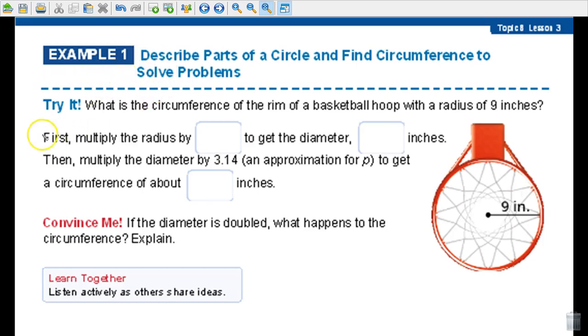Example 1, try it. What is the circumference of the rim of a basketball hoop with a radius of 9 inches? So, like I said, circumference with a radius is C equals 2 pi r. Pause. Do it yourself.